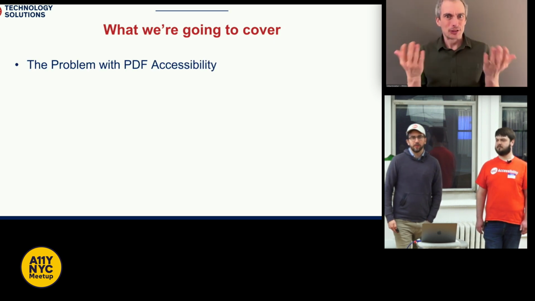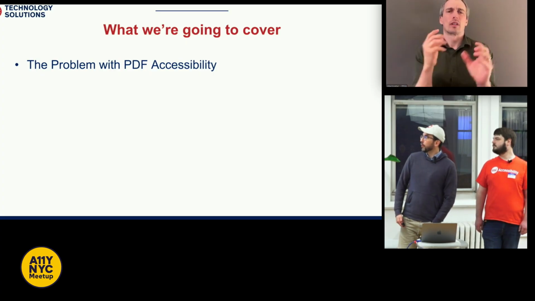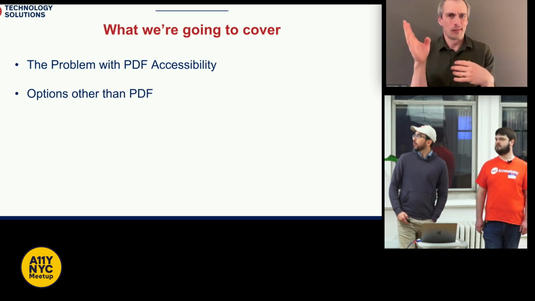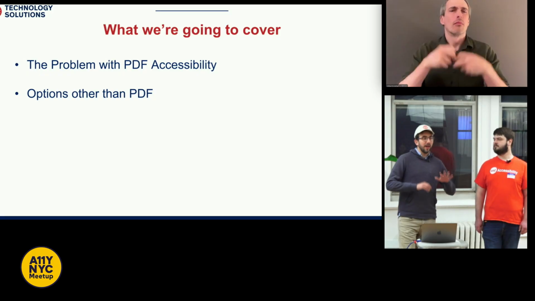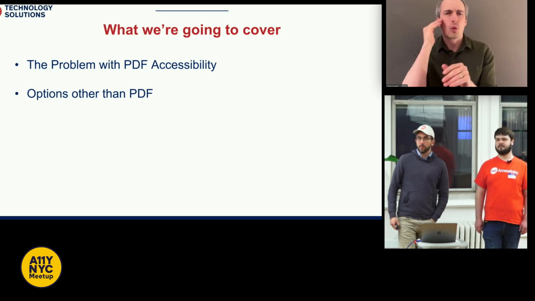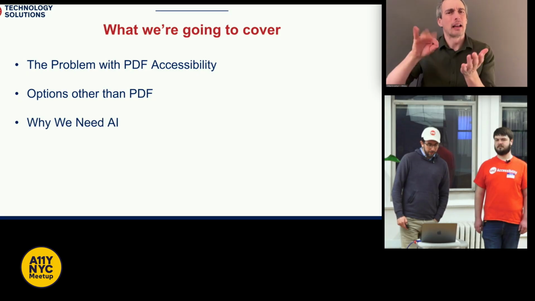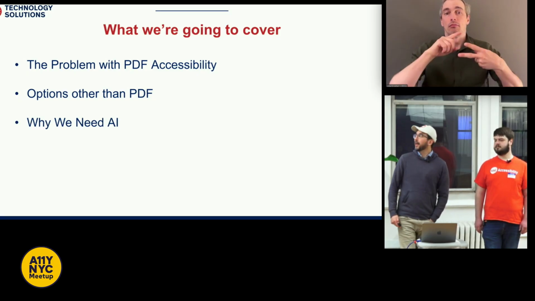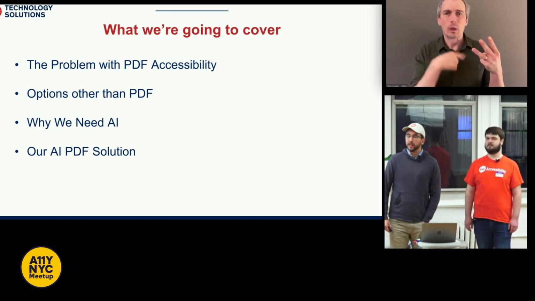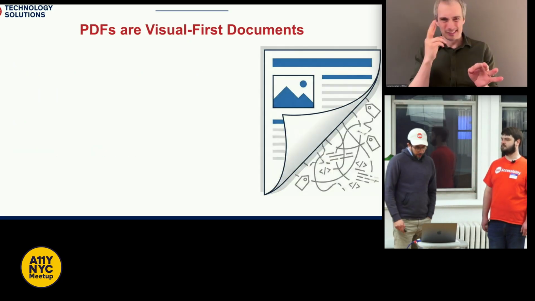So just a quick recap of what we're going to cover. We're first going to look at the problem with PDF accessibility, which some of you might know, some of you not. This is not a highly technical conversation, but we'll cover the problem with PDF accessibility. Then we'll go through options other than PDF, and why we need AI. We really tried to not do it with AI for a while, but we definitely need it. And then we'll talk about our solution here.